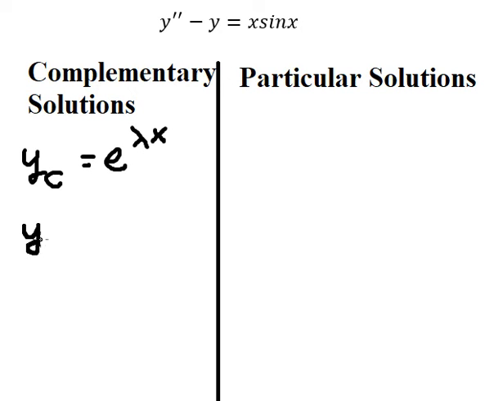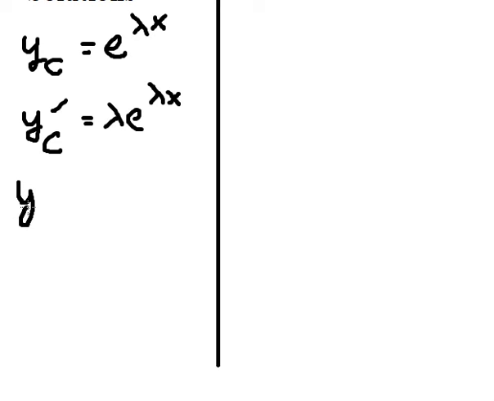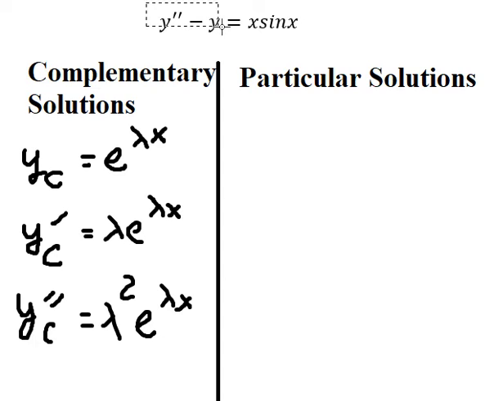Later we need to do first the derivative of yc, and we have lambda e to the power of lambda s. We keep the same e to the power of lambda s. Later we need to do first the derivative of lambda s, you got lambda. Now we go to the second derivative of yc, and we have lambda square e to the power of lambda s. So we have this one.